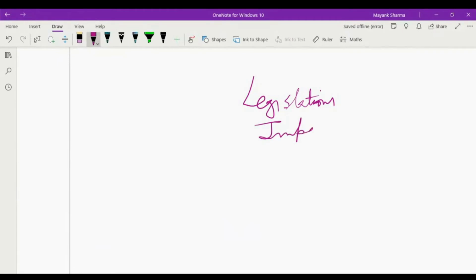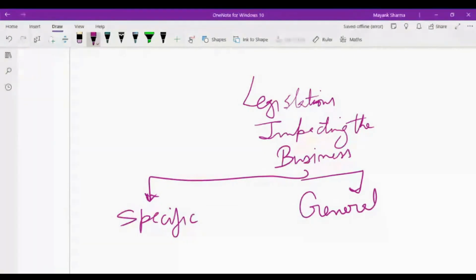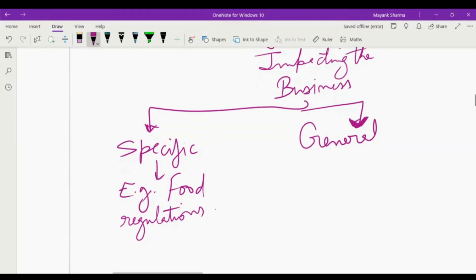Legislations impacting the business can be categorized as specific and general. See, this is my categorization. It is not there in the book. Specific legislation means those which are specific to an industry. An example will be food related regulations. In India, there's a body, FSSAI, right? So FSSAI ensures that the food which is being traded in the market is not bad for the health. They try to ensure that food safety measures are in place. So all those food related regulations will be specific legislation.